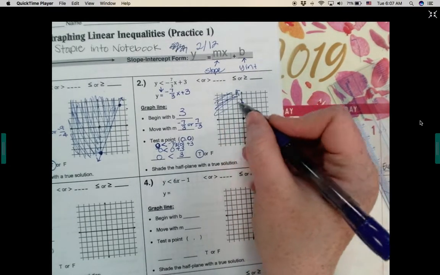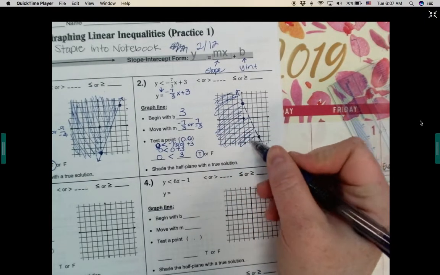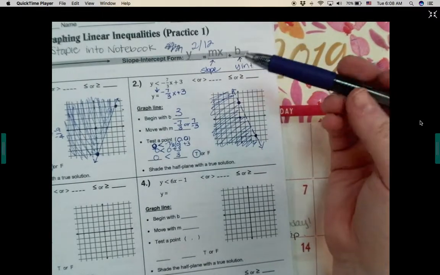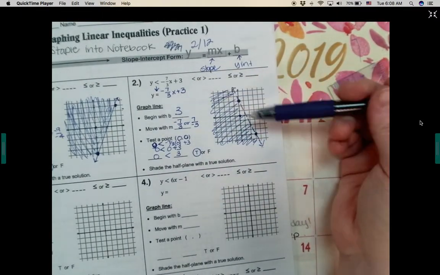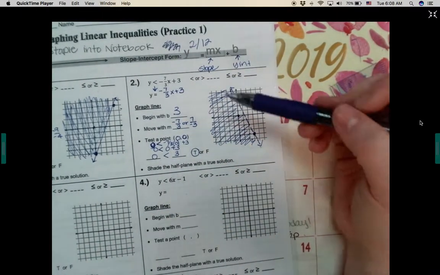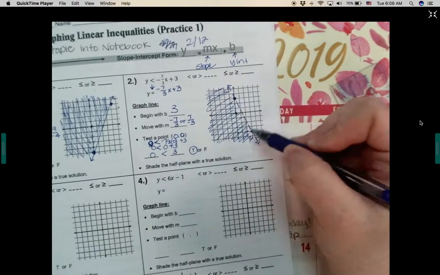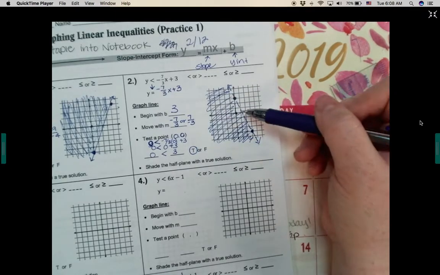So I'm going to shade this way. Okay, so that means that all of this is true, okay? So all of this is true. Everything up to that line, but not including that line.